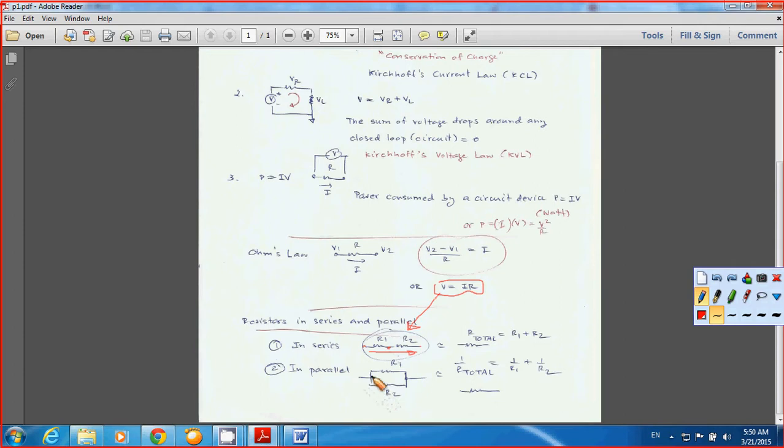For parallel, it's the opposite. The voltage across each R, R1 and R2, is going to be equal because they connect to the same point. But your I is going to be different depending on R1 and R2. If R1 and R2 are equal, you're going to have the same current flowing through R1 and through R2.